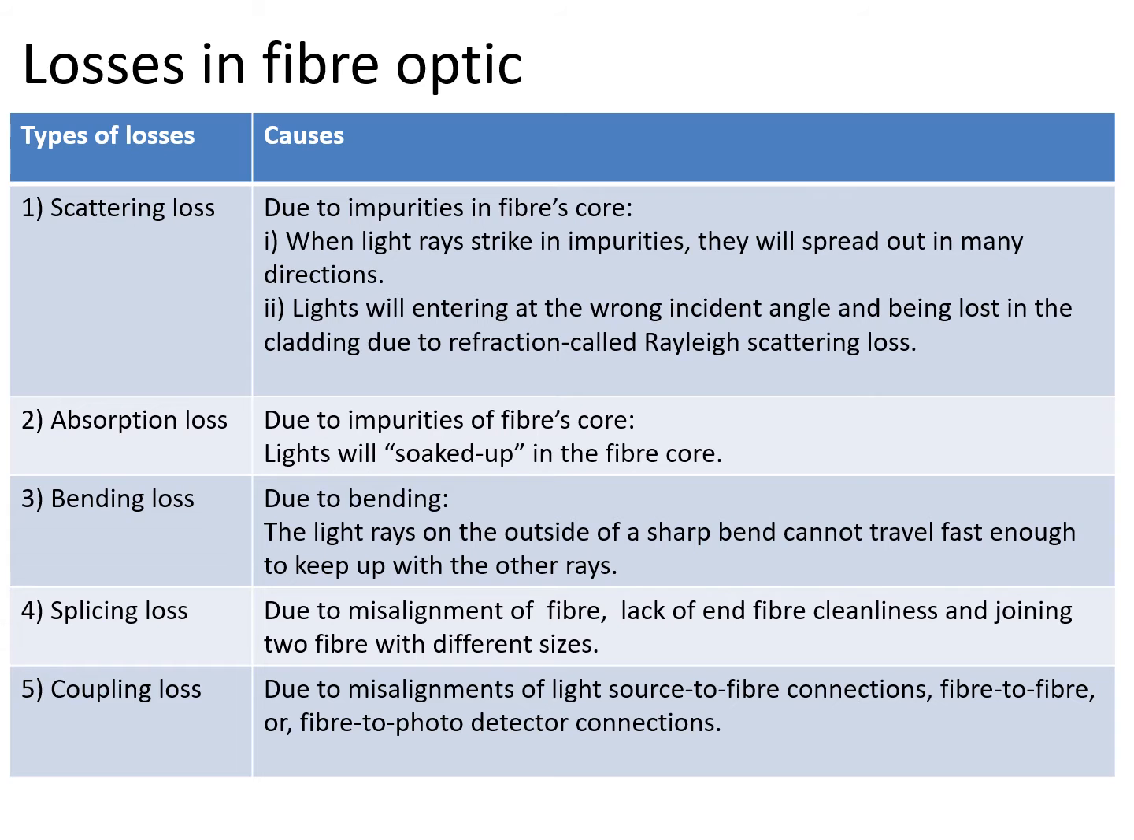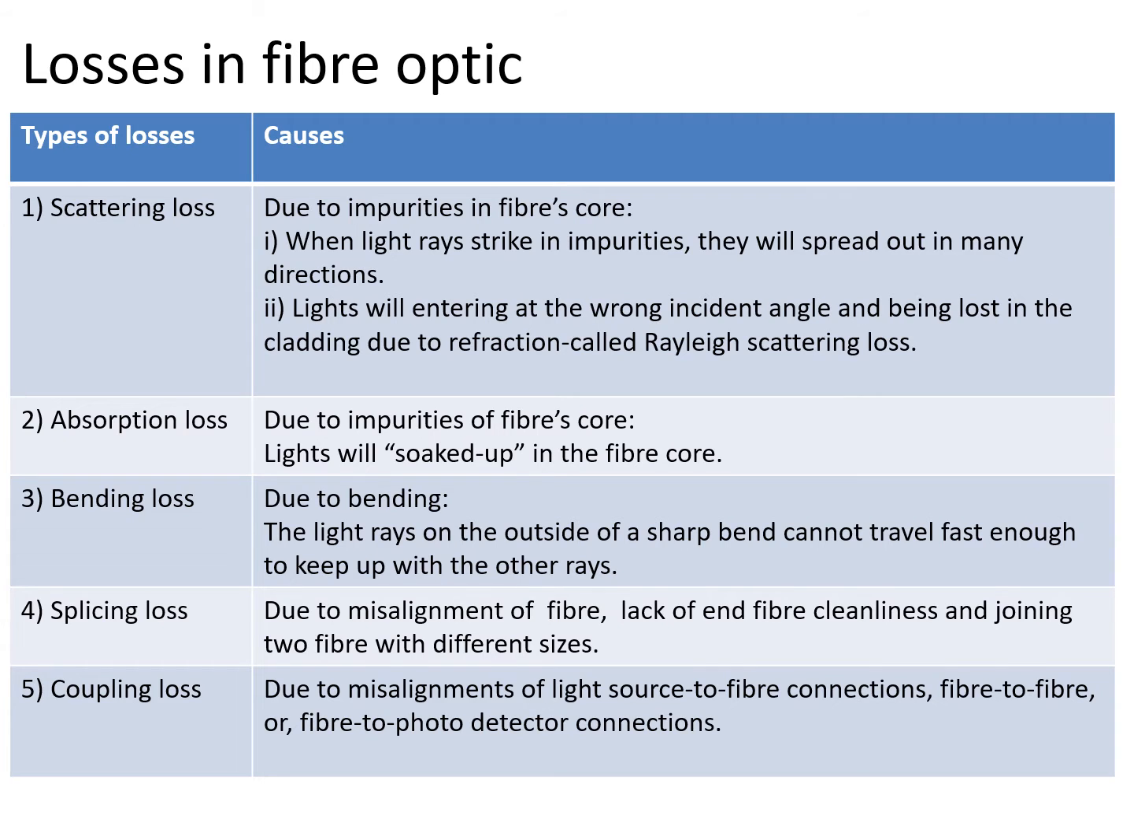Due to the impurities in fiber core, light rays will spread out in many directions. Besides that, some of the light rays will enter at the wrong incident angle and be lost in the cladding due to the refraction. Number 2 is absorption loss. Absorption loss is also due to the impurities of the fiber core. Due to these impurities, light will soak up in the fiber core.